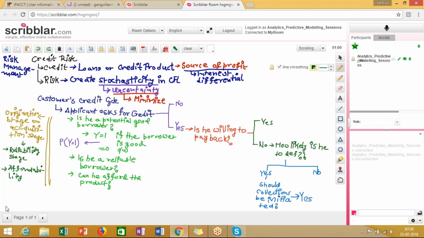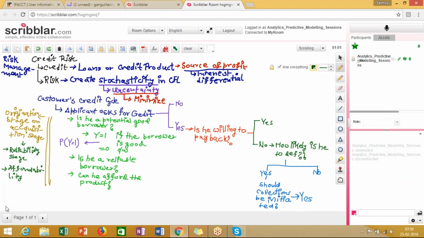On the other hand, affordability matrices talk about the capability of the borrower to take up loans. These are the two matrices that we look into while giving out a credit product to a borrower. We'll detail the reliability and affordability matrices when we go into the development of the acquisition scorecard. Over here, we are just creating the overall framework.